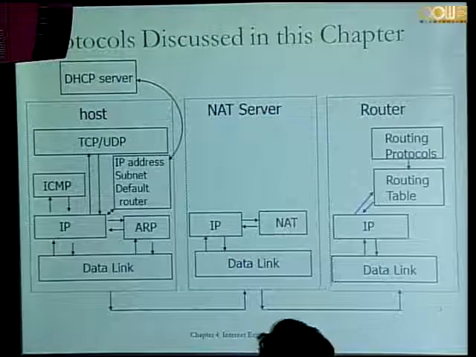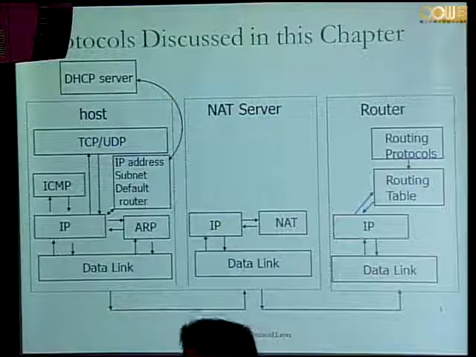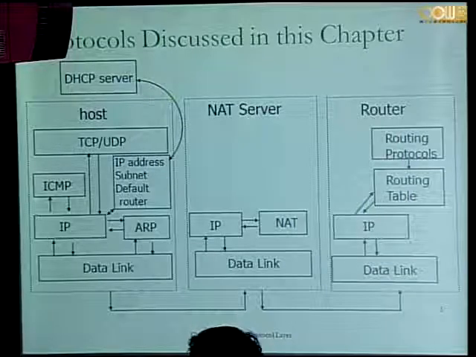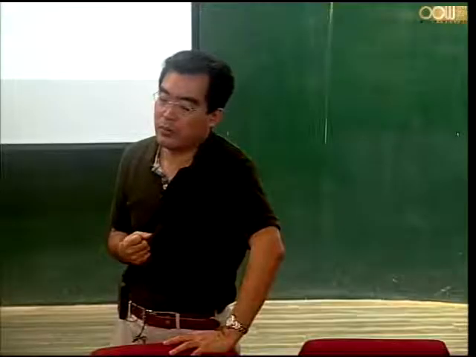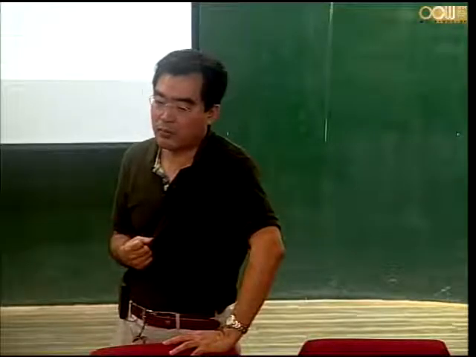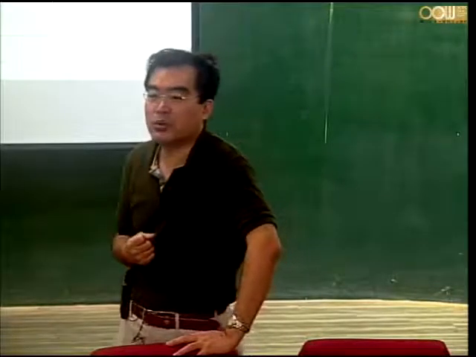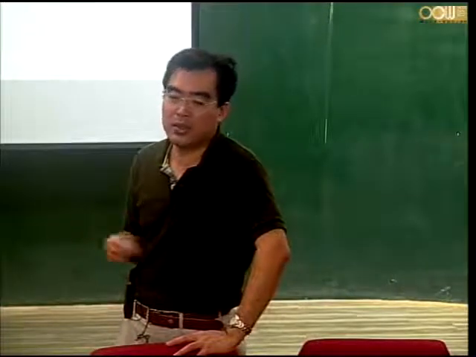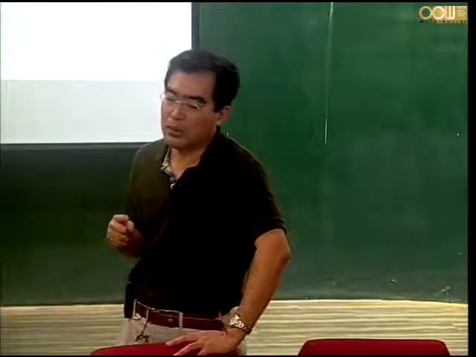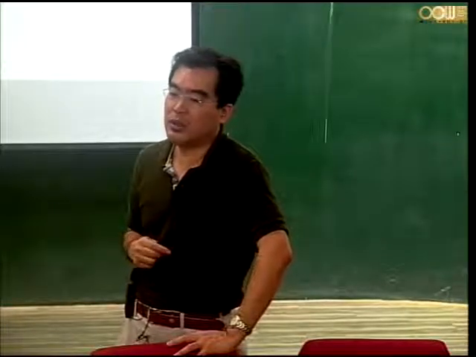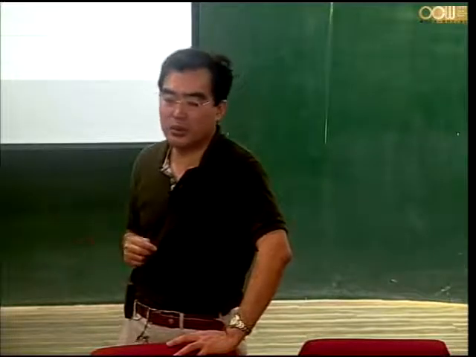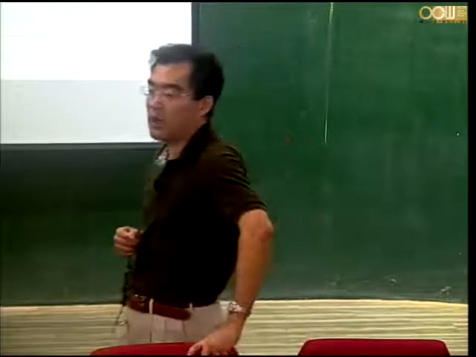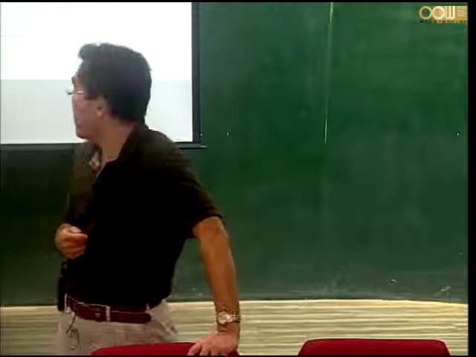And then a default router. I need to know, if I'm going to send a packet to a host which is not in the same subnet, not within the same broadcast domain, then I need to send the packet to the default router. So if a destination host is not in the same subnet or not in the same broadcast domain, then I send the packet to the default router, because then the default router will forward the packet to the destination. So I need to know who is the default router, or the address of the default router.